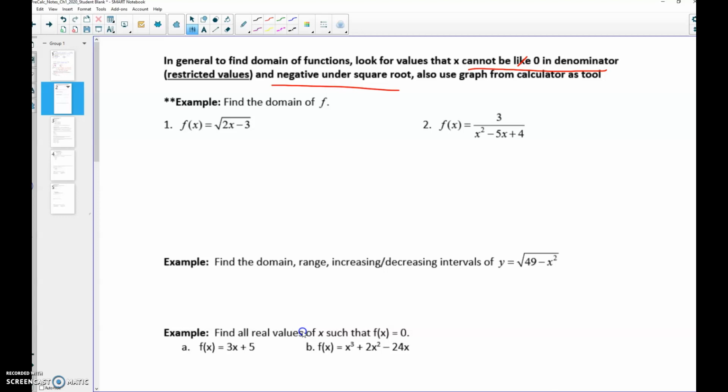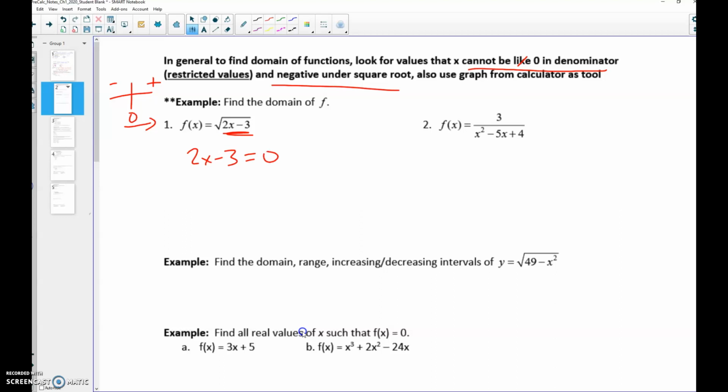So first things first, does this one have a denominator or a radical? Sometimes they have both. In this case, it's just a radical. So if I can't have 0 or negatives in the radical, think about on a number line, what's the number that separates the positive numbers from the negative numbers? That number would be 0. So the easiest way to find this is to take 2x minus 3, what's under the radical, set it equal to 0, and then solve for that.